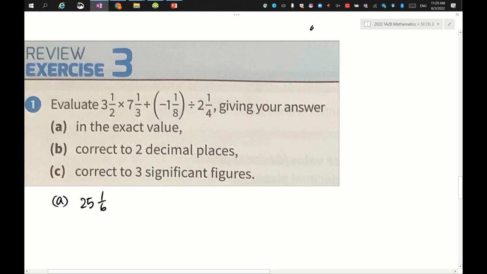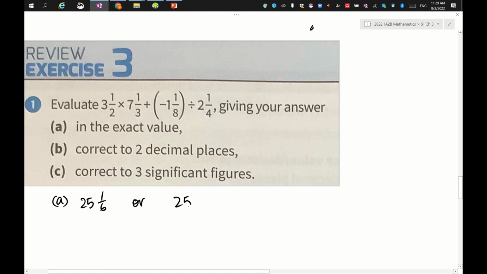Is this what you had? Or do you leave it as a decimal? Can we leave it as a decimal? Can. What's the decimal? 25.16 recurring. Okay, I can accept that.